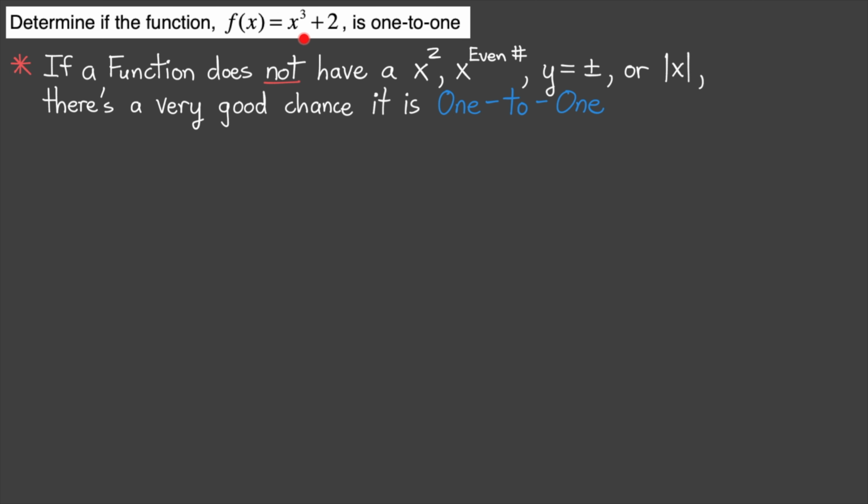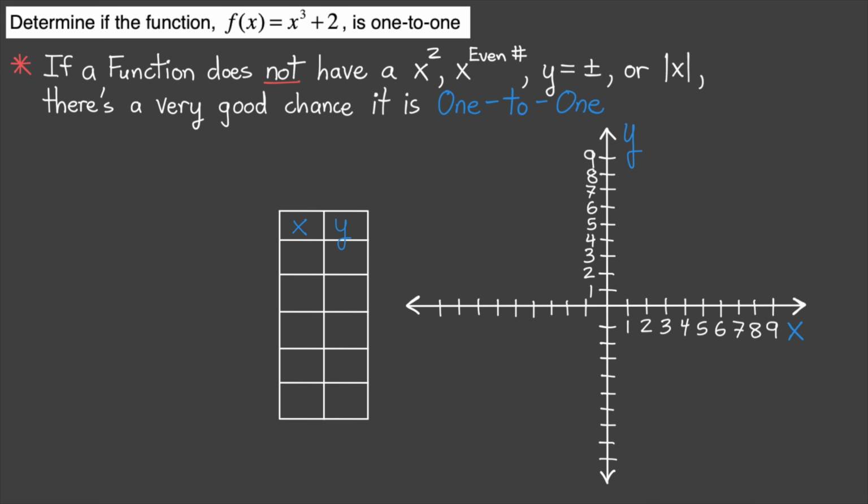Well, let's go ahead and graph this and see if it passes the horizontal line test or not. So I'll bring up a graph here. I'm going to plug in some values. I'm going to plug in -2, -1, 0, 1, and 2, kind of our traditional values for x.